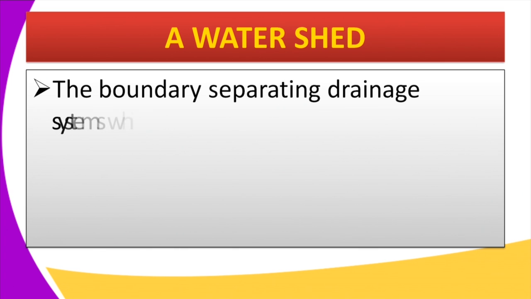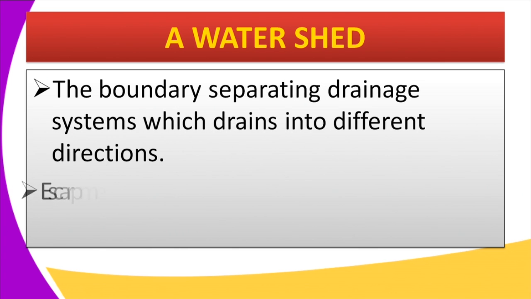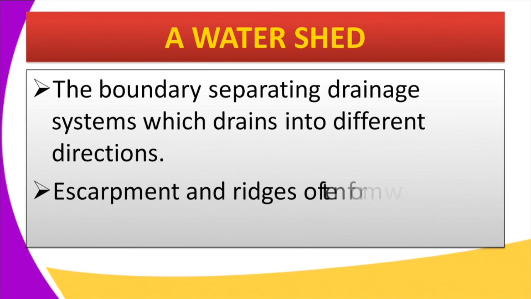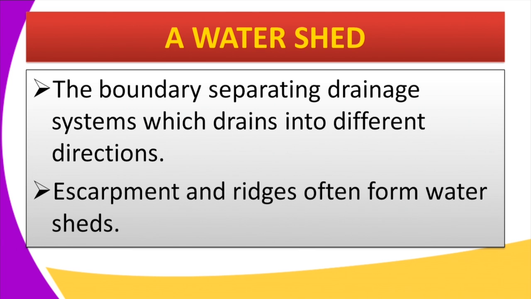Another landform on topographical maps is a watershed. So we will look at how to find a watershed on a topographical map. These are boundaries separating drainage systems which drain into different directions. So if you are asked to define a watershed, you say that these are boundaries separating drainage systems which drain into different directions. And mostly escarpments and ridges often form watersheds. So what forms watersheds? These are the escarpments and ridges.